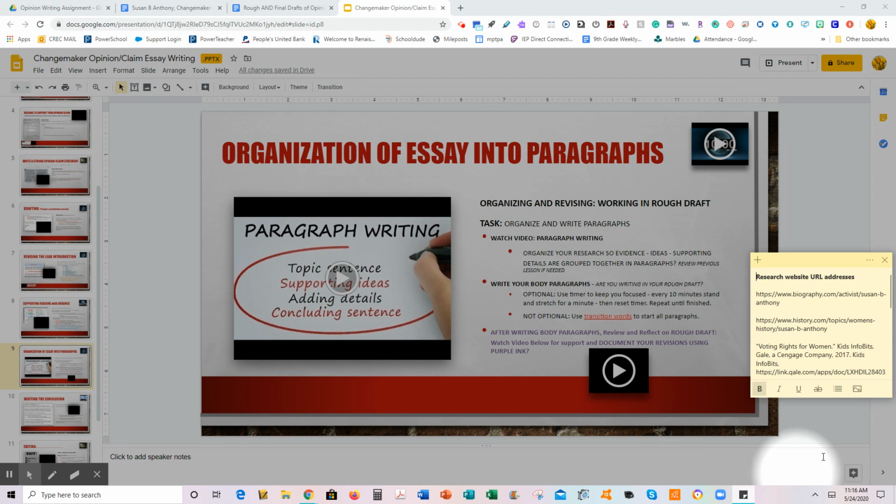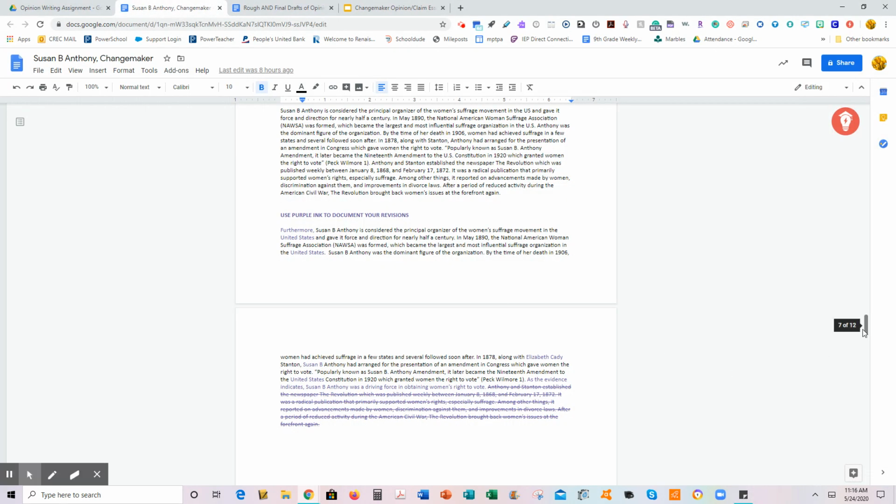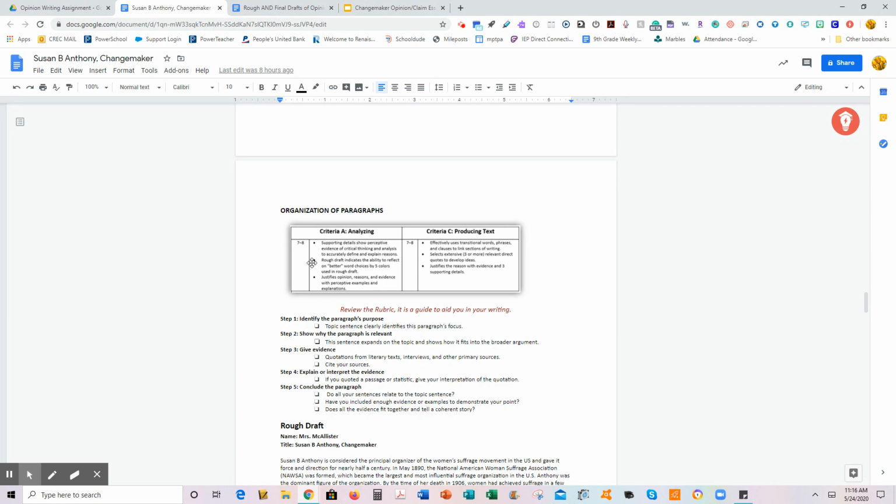And I'm going to keep up my sticky notes just because I like to have them. So what I'm going to do now is go over how I edit and revise one paragraph in my Susan B. Anthony essay. So up here, just to review, we're going to look at the rubric.